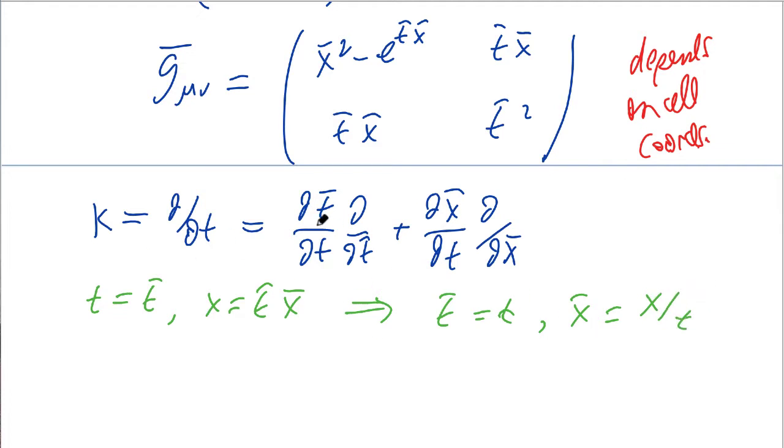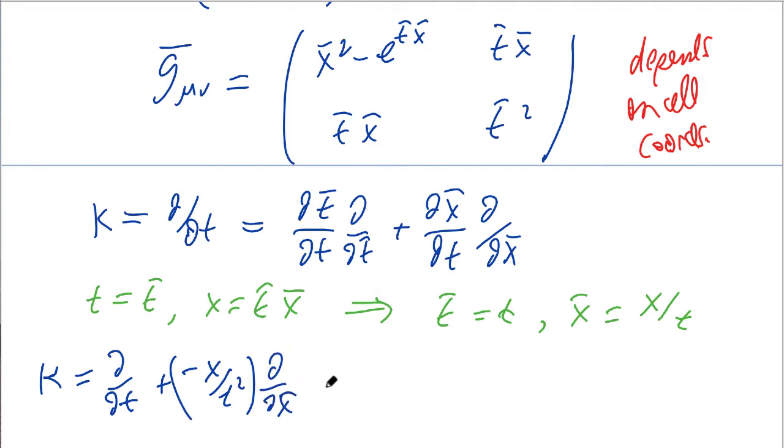So now we can use these to compute these derivatives. We have k is equal to, partial t bar with respect to t is just 1, so this is d by dt bar, plus partial x bar with respect to t is minus x over t squared, then d by dx bar. Now we really need to write these coefficients in terms of the new barred coordinates. So this is d by dt bar, and I'm sorry, this should be bar, minus, well, x over t is x bar, and we have one extra factor of t in the denominator, which is t bar.